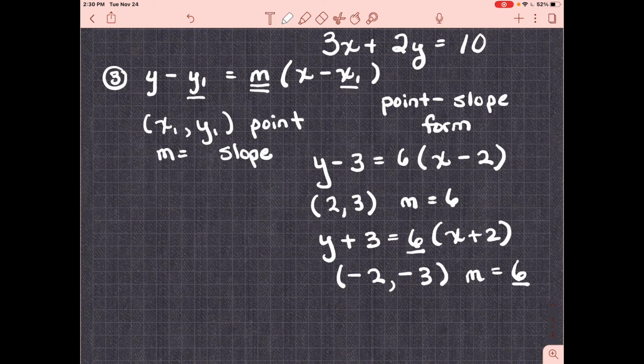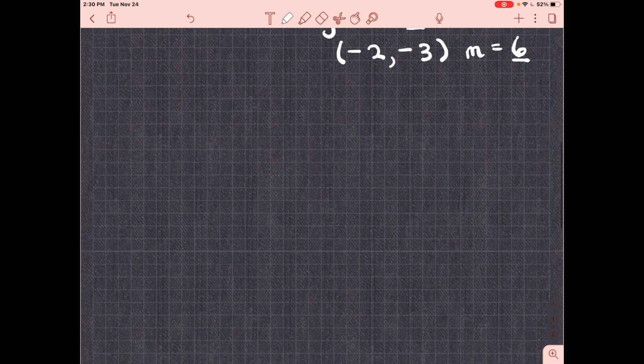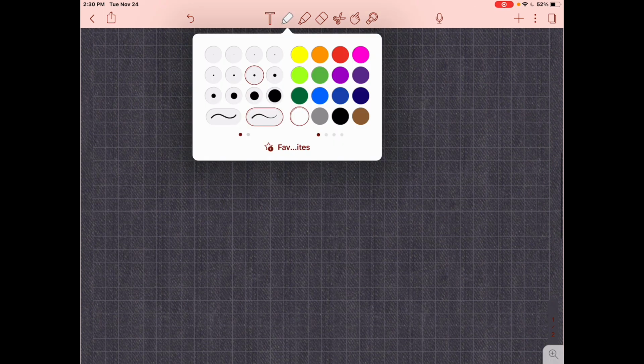All right, so that's a little bit of review. Today, there are 2 important things for you to take away. And then I'll show you how we're going to use those in order to solve some problems.